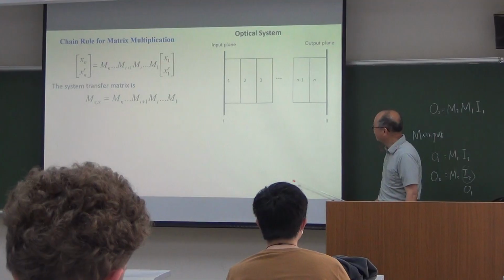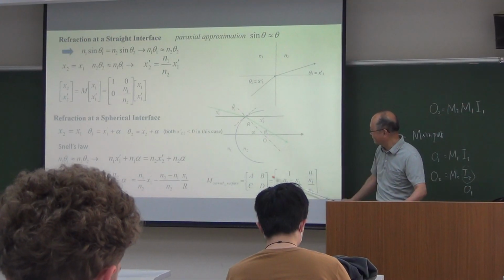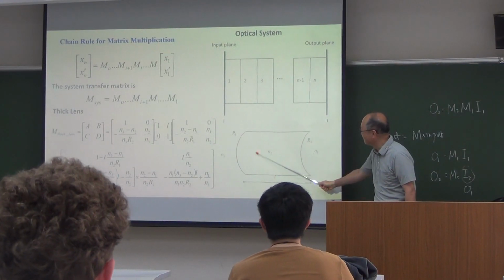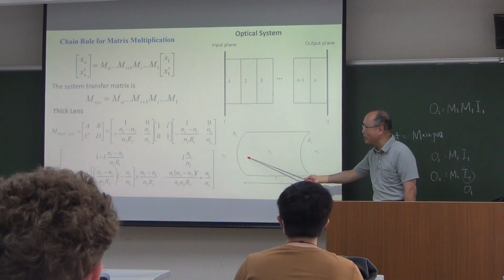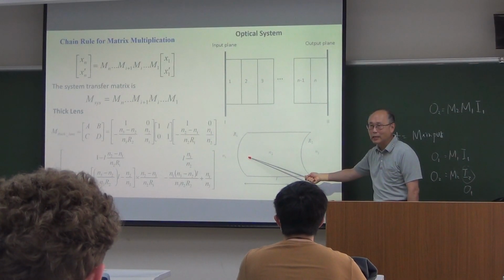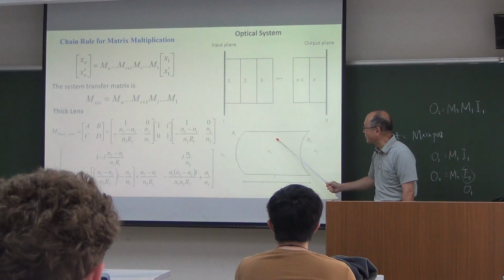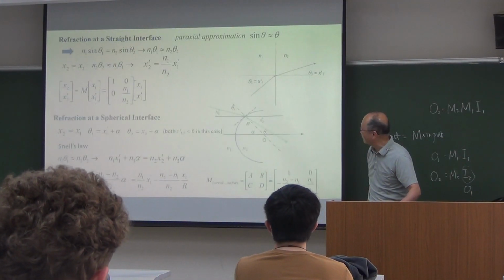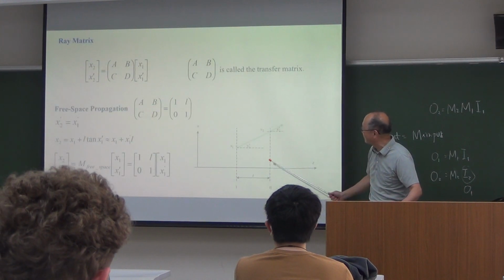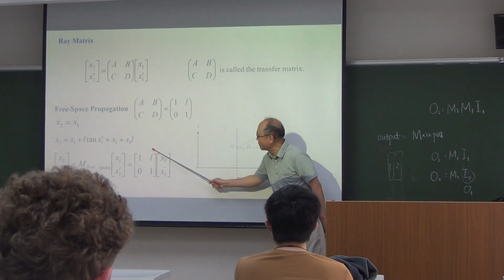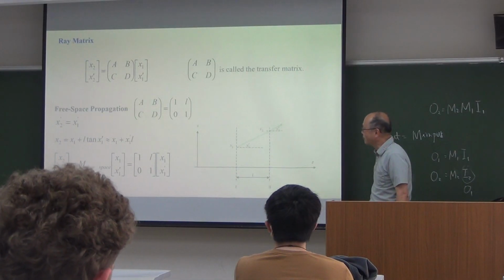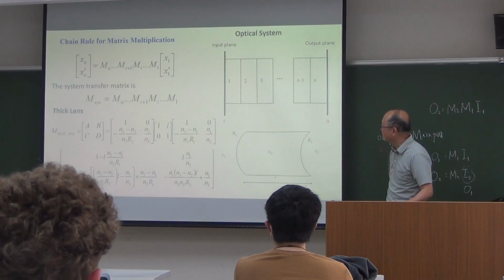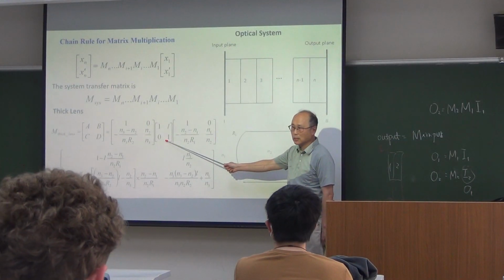You copy down from this formula, and then you have a second one: free space propagation in a homogeneous material with refractive index of n2. According to the first ray matrix we have right here, you should write down the matrix for free propagation like this, and so you end up having the second ray matrix like this.